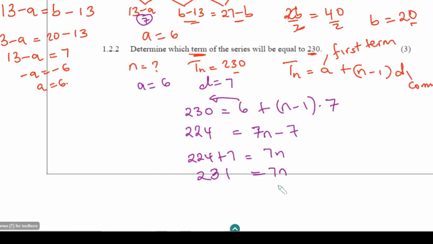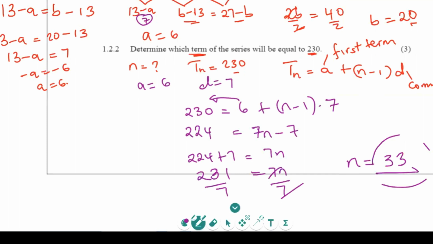Then for me to get n, I'll divide both sides by 7. When that happens, I'll just punch that into the calculator, and I get my n as 33. So which means the term in position 33 will be 230.